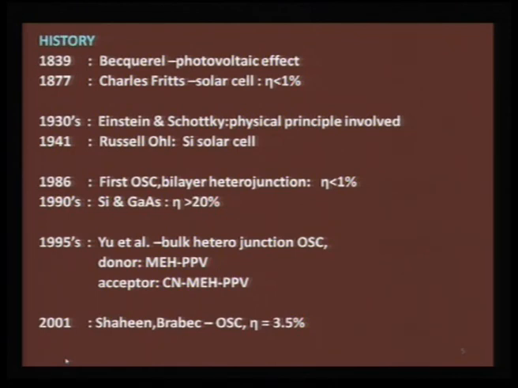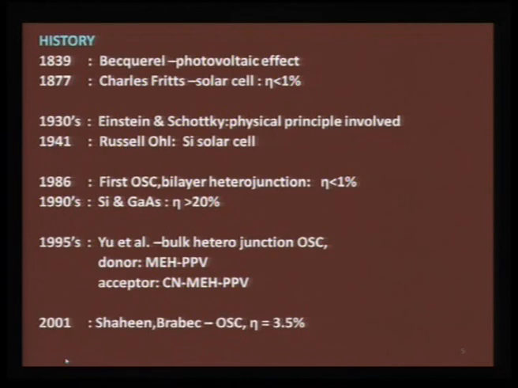Just to give you a brief outlook on solar cells and their history, the actual concept of photovoltaics, that is generating current out of photons, was proposed by Becquerel in 1839. So it is very old, more than a century old, and in 1877 the first solar cell was made by Charles Fritts with an efficiency of less than 1%. Nevertheless, that was the first demonstration of a solar cell.